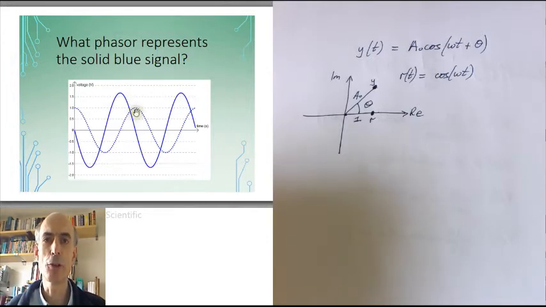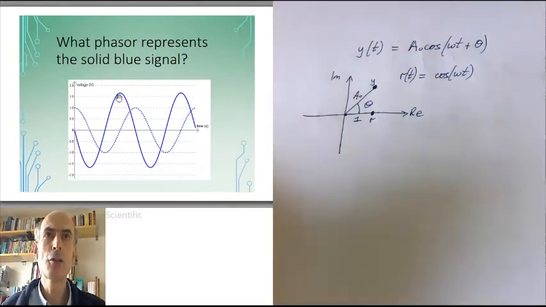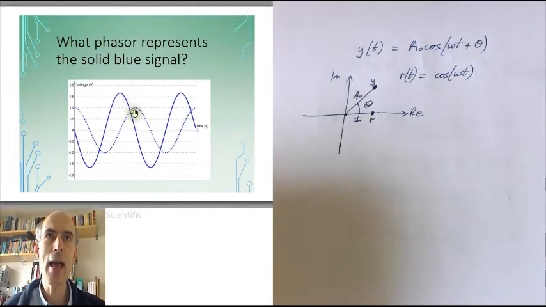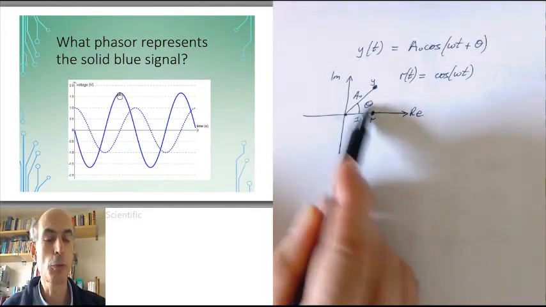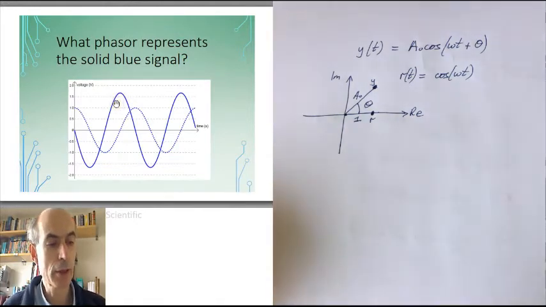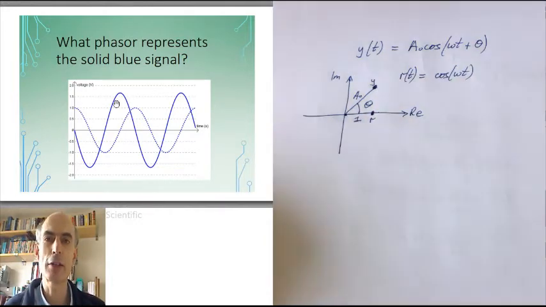A quarter of a cycle is 90 degrees, so the phasor representing this blue waveform is going to be 90 degrees away from the real axis. And it's going to be 90 degrees straight up. That's because it is ahead of the reference waveform. Things happen first on this blue waveform. And that means that the angle is positive. So this blue waveform here would be represented by a phasor along the positive imaginary axis.